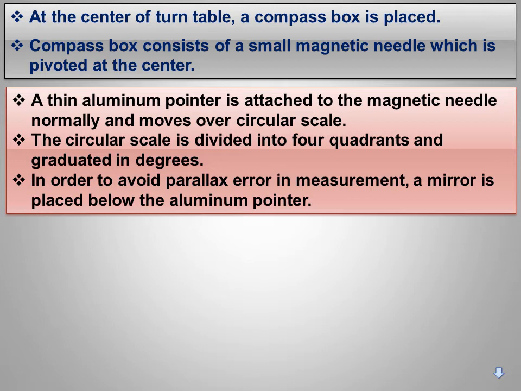Now a thin aluminium pointer is attached to the magnetic needle normally and moves over a circular scale. This arrangement shows the center of both the magnetic needle and the circular coil exactly coincide. The circular scale is divided into 4 quadrants and graduated in degrees. That means each quadrant consists of 90 degrees. In order to avoid parallax error in measurement, a mirror is placed below the aluminum pointer.